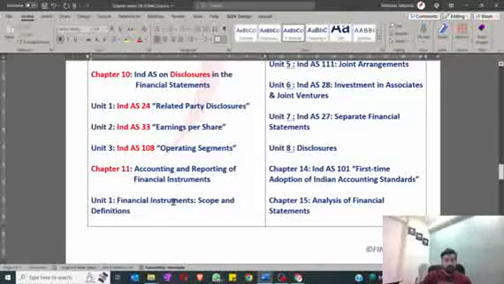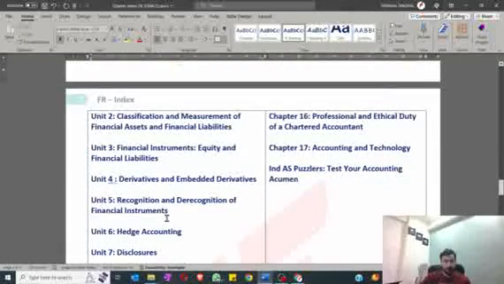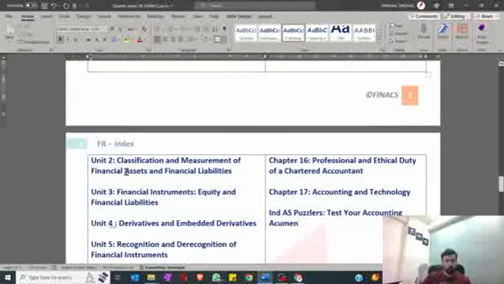So there is Unit 1, which covers the scope and definitions of the financial instruments. And there is Unit 2, which deals with classification and measurement of financial assets and financial liabilities.